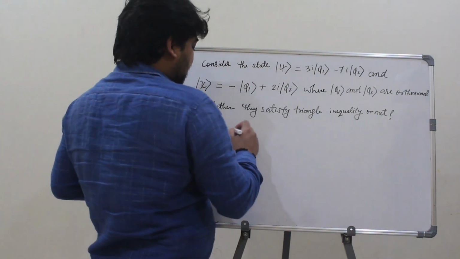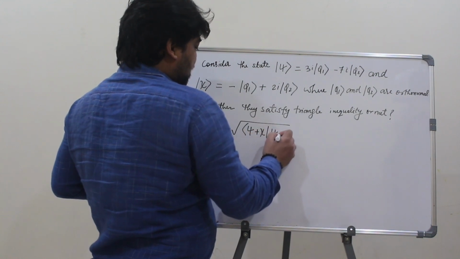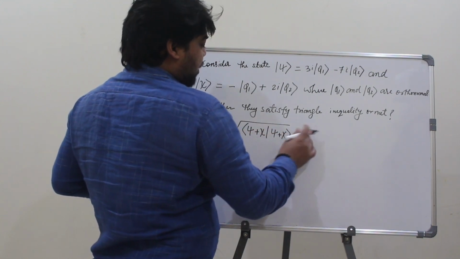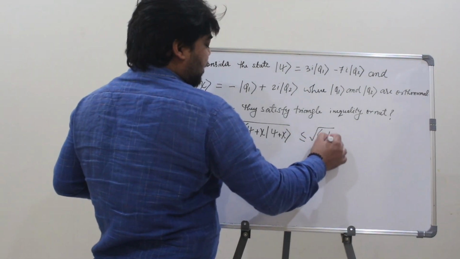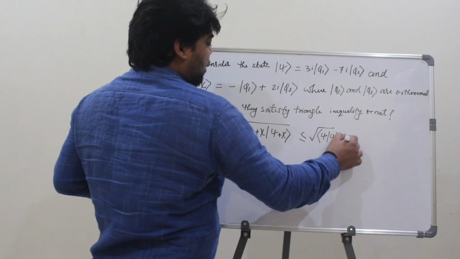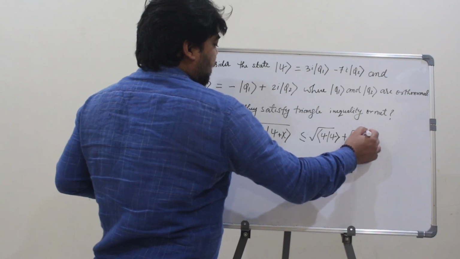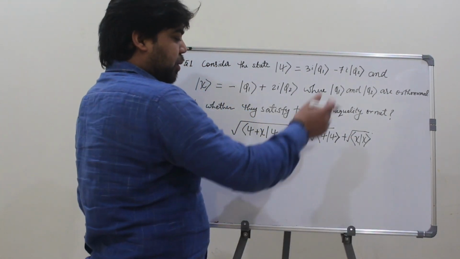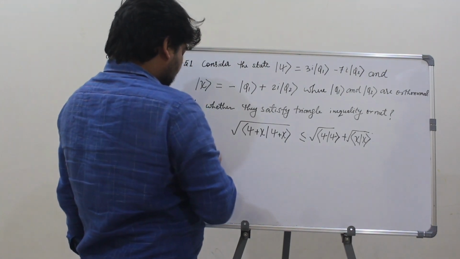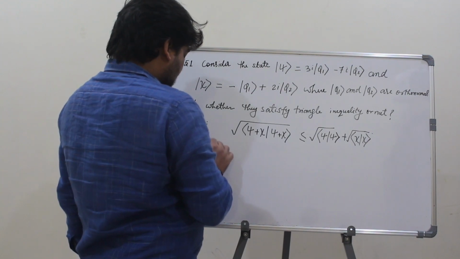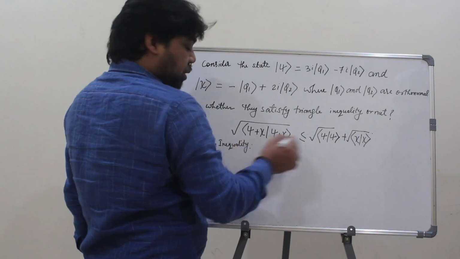The triangle inequality says that if two wave functions are there, then the norm of their sum, psi plus chi, is always less than or equal to the norm of psi plus the norm of chi. So this is what we call the triangle inequality. Now let us try to find out whether it is satisfied or not.